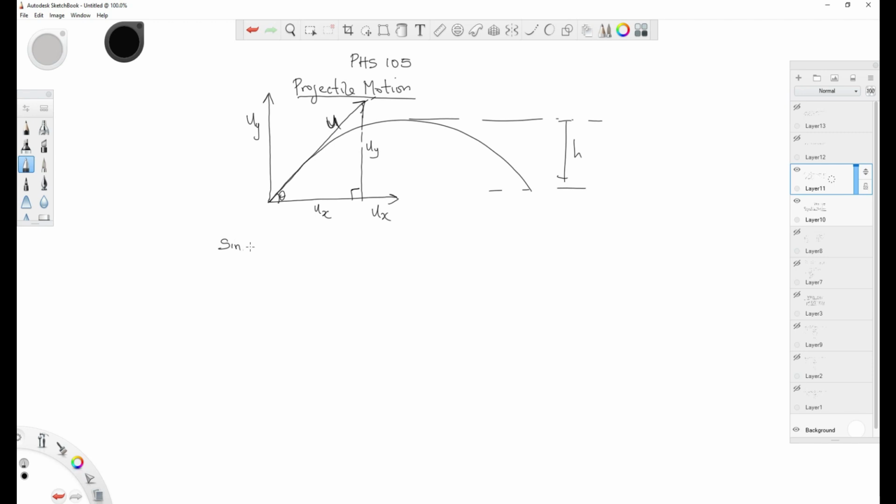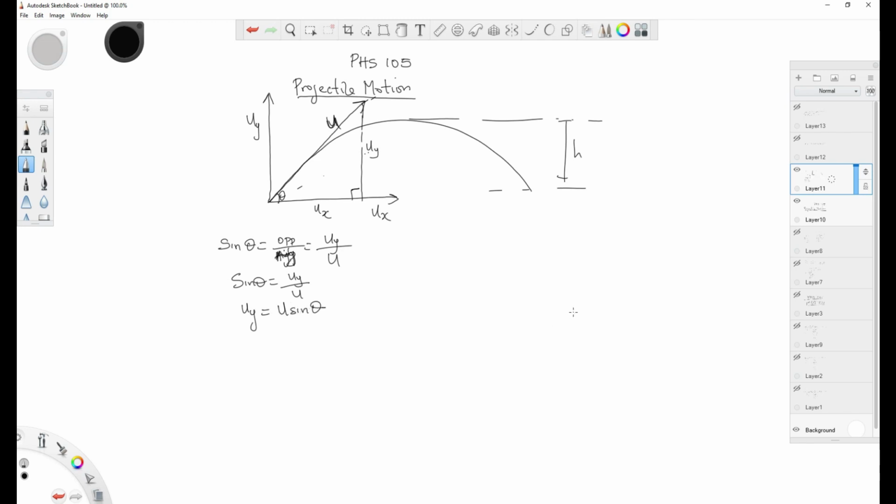In order to get this, let's use the trig functions. Let's start with sine theta. Remember, sine is opposite over hypotenuse, and opposite here according to this is uy over hypotenuse, which here is u. So sine theta, according to what we have in this projectile motion, is uy all over u. So we can then say uy equals u sine theta.